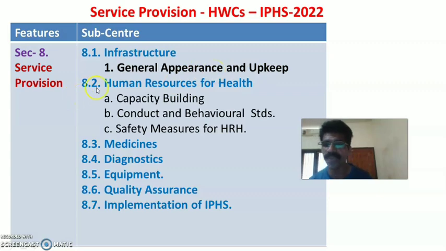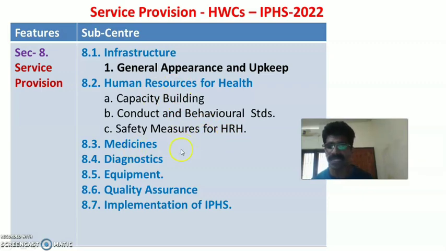upkeep of the sub-health center or health and wellness center. Then 8.2 human resources for the health services. Then their capacity building, how to strengthen their capacity under the quality services. Their conduct and behavioral standards, how they have to behave to the public, health personnel in the sub-health center. Then safety measures, what are the different safety measures to provide for the protection of the health of the manpower or health personnel in the HR department. Human resource health services.